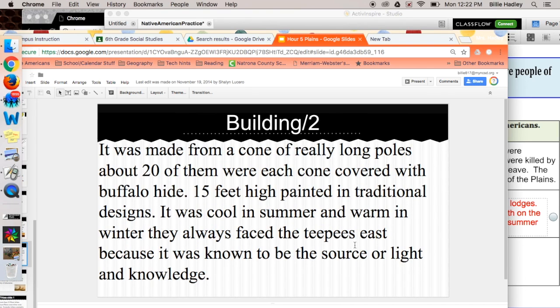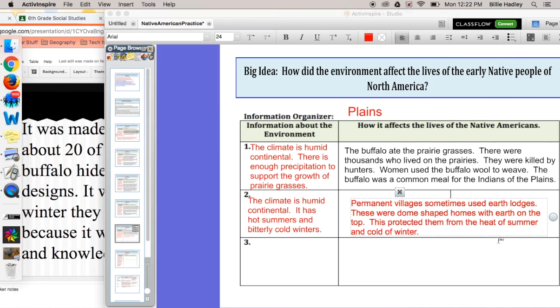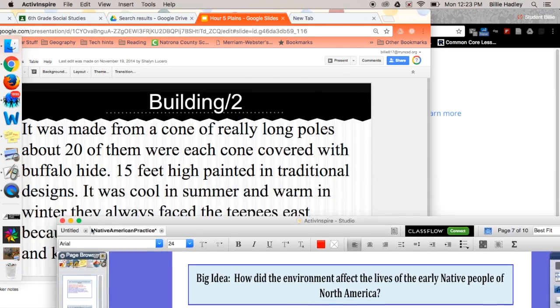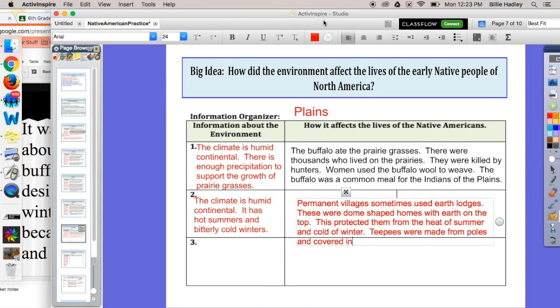And then it seems like the teepees also did the same. The teepees were cool in the summer and warm in the winter. And you can spell teepee in multiple ways. This is the way I'm going to spell it this time. Were made from poles and covered with buffalo hide. This would keep them cool in summer and warm in winter.